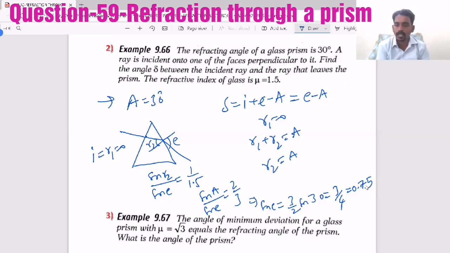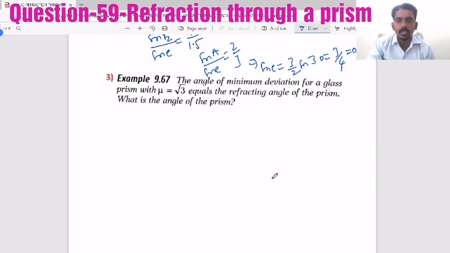If a known value came, like suppose sin E is 1 by root 2, then E value will become 45. So if the regular known value came, no problem, you can do it. Otherwise they will give it in the question as data so that you can use it. Don't worry about such questions.